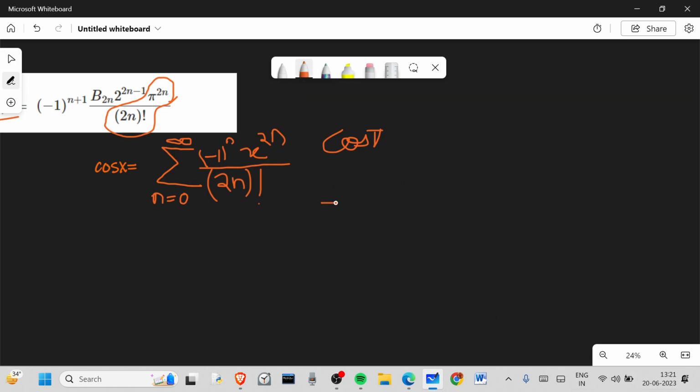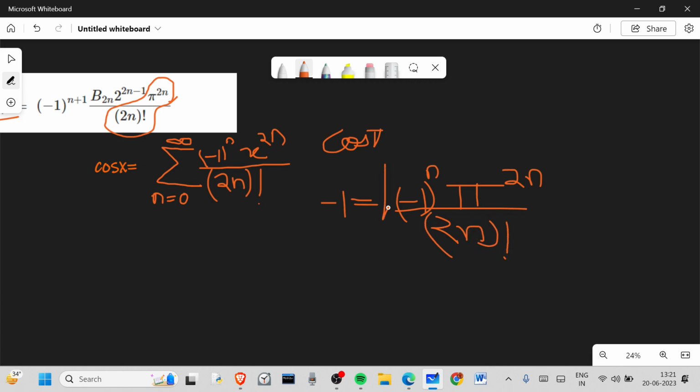So you can put any value and you will get the right answer. So what is cos pi? Cos pi is minus 1, and if we put pi over here, we get minus 1 to the power n, and pi to the power 2n by 2n factorial, and overall sigma over it. It's looking interesting. This is the thing which is common over here, and this is the thing which is over here as well.